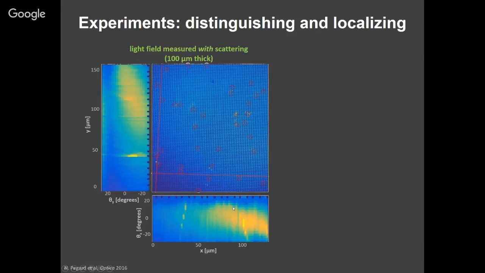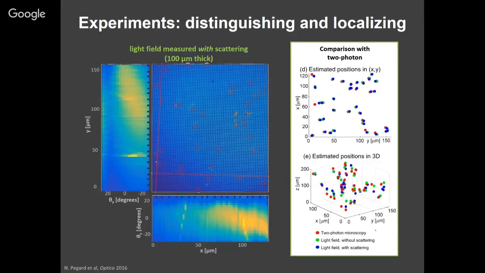And this looks like a very highly scattered situation that you shouldn't be able to reconstruct, but we actually do pretty well. So if you look, this is a plot comparing to 2 photon. We're considering 2 photon to be ground truth. It's a little iffy because we had to move the sample to the 2 photon microscope. You know, there's some experimental errors here.